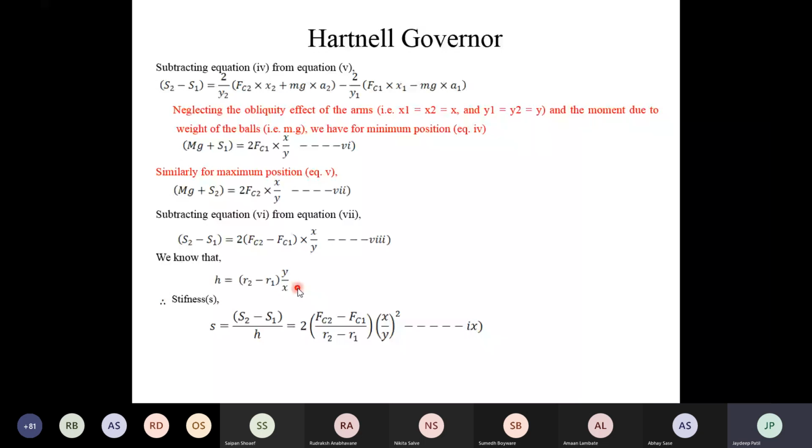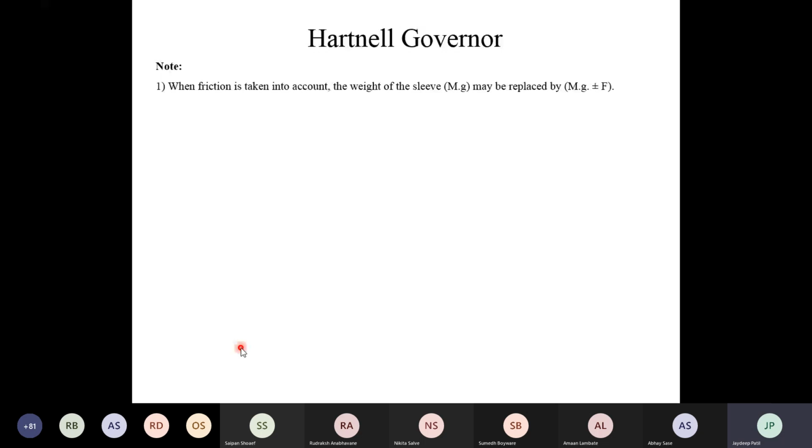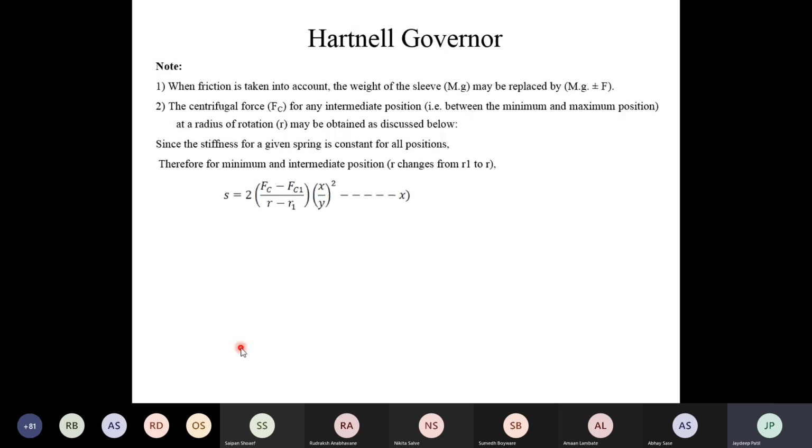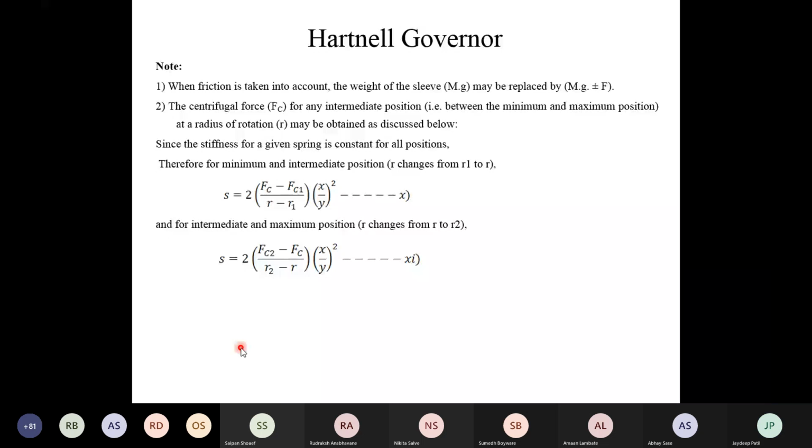Next, if you consider the friction, you have to add or subtract the frictional force in the weight of the sleeve. But we will see the numericals without considering the weight of the sleeve. Now you have to find out the stiffness at the various positions. Suppose the radius of rotation changes from minimum to intermediate position, you will get this formula. Then intermediate position to maximum position, you will get this formula, and minimum to maximum position, you will get this formula. I have to combine all of them because the stiffness is the same for the various positions. Now see the last one.